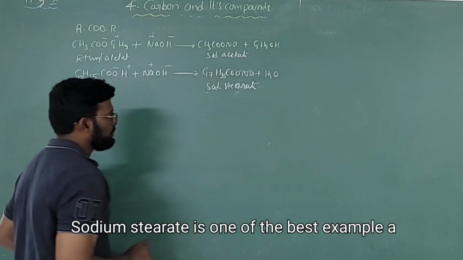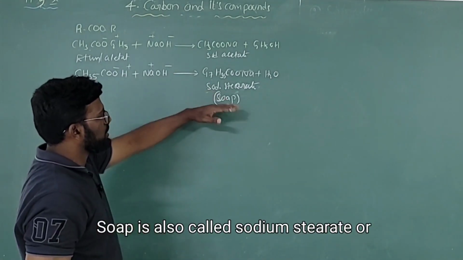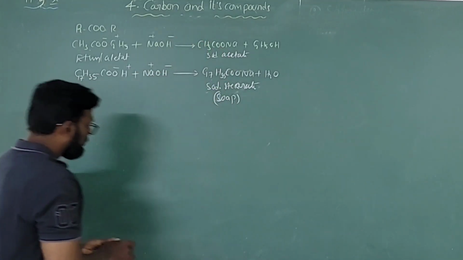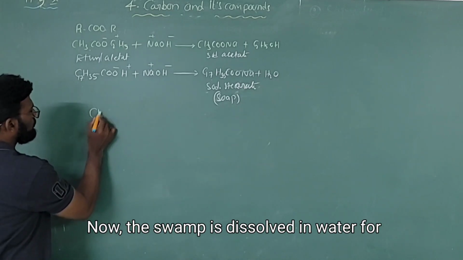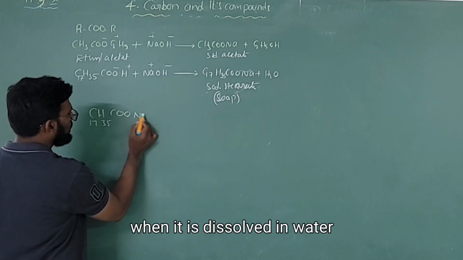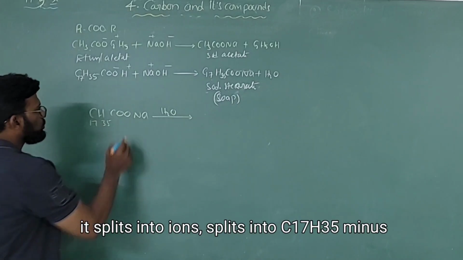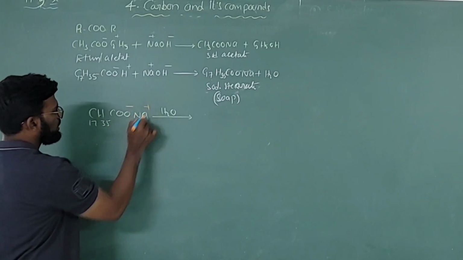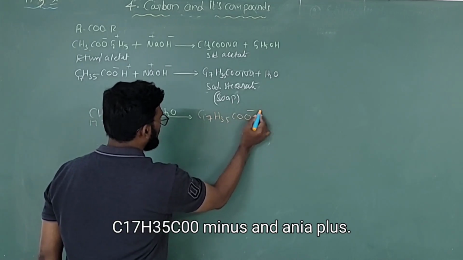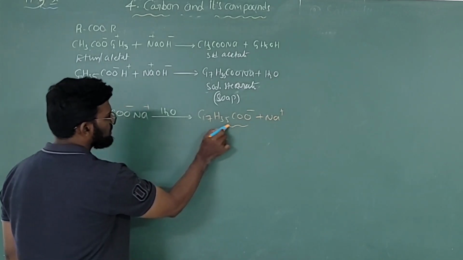Sodium stearate is one of the best simple examples of soap. Soap is also called sodium stearate or potassium stearate, and its formula is C17H35COONa. When the soap, C17H35COONa, is dissolved in water, it splits into two ions: C17H35COO minus and Na plus. This is called the stearate ion.